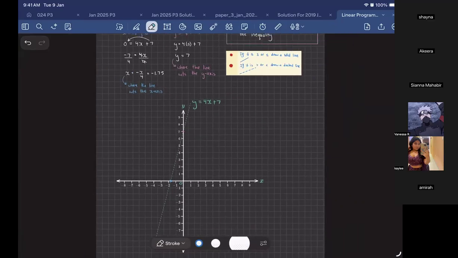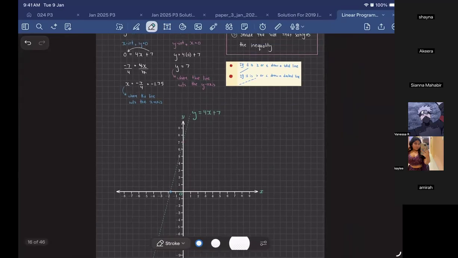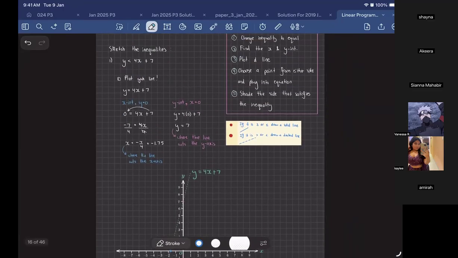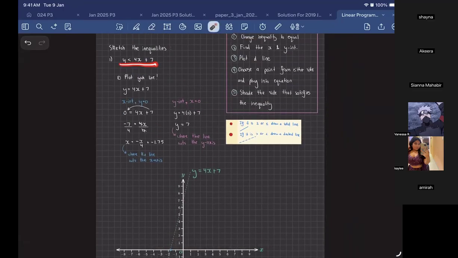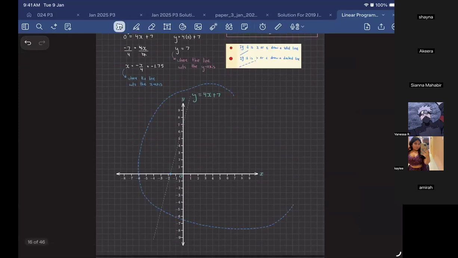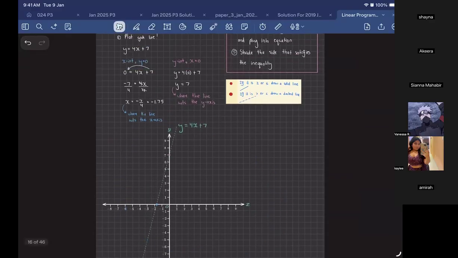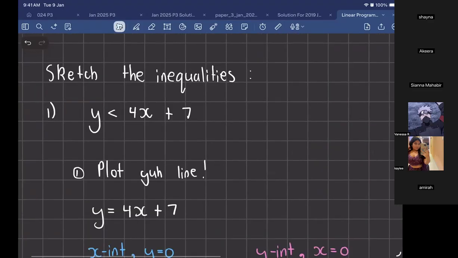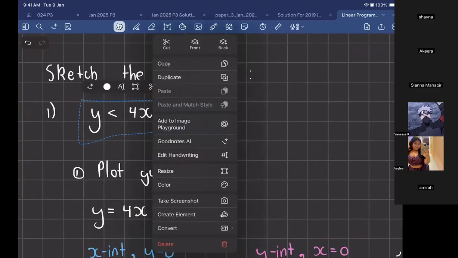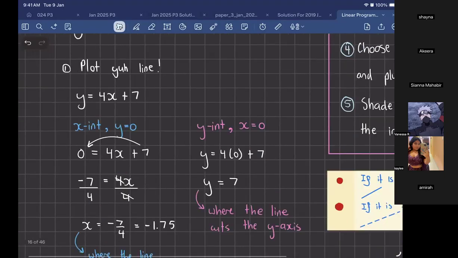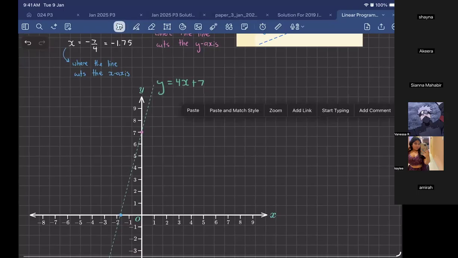So the next thing we need to do, by the way, I hope all of you have graph paper and are actually drawing the graphs and not just looking at the screen. So, Vanessa, we draw a line, right? Did we do the inequality yet? No, we did not. To represent an inequality, you have to shade the correct side. So what is our inequality? Y is less than 4x plus 7.